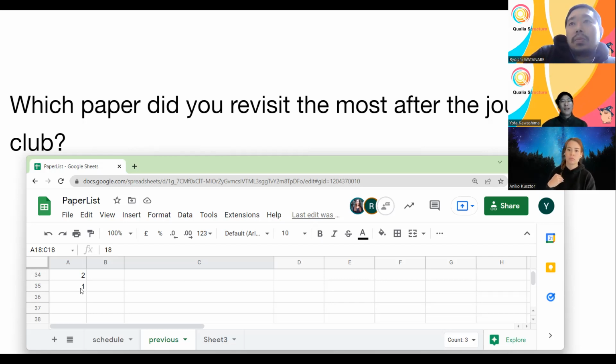The reason why I visit this paper a lot is just because I'm now working on NCC paradigm data. The review has a lot of information about other NCC studies. So that's the reason why I revisit this paper.